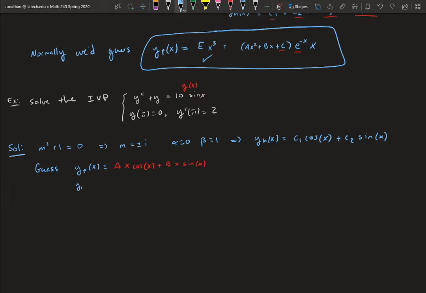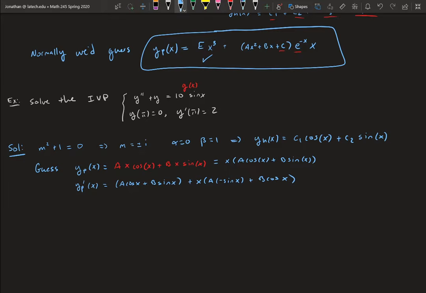And then we have to calculate yp prime. So yp prime is going to be product rule. Let me factor this actually. Let me say this is x times A cosine plus B sine. That's probably the way I should have written it anyway. Now that'll make the product rule a little bit easier to do. So this is going to be product rule: derivative of the first would be 1, so then multiply A cosine x plus B sine x, plus x times negative A sine x plus B cosine x.